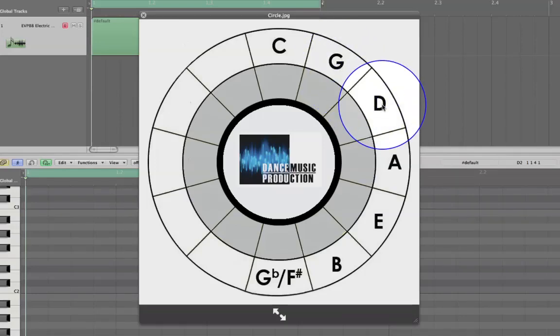So, looking at that circle now, it should be pretty obvious that we can see how many sharps are in each key. If we come down here to B major, for example, that has 5 sharps in it because, well, it's 1, 2, 3, 4, 5 notches away from C. Now, the only thing that's different is when we reach 6 o'clock, 6 notches away from C. There we have a G flat and an F sharp.